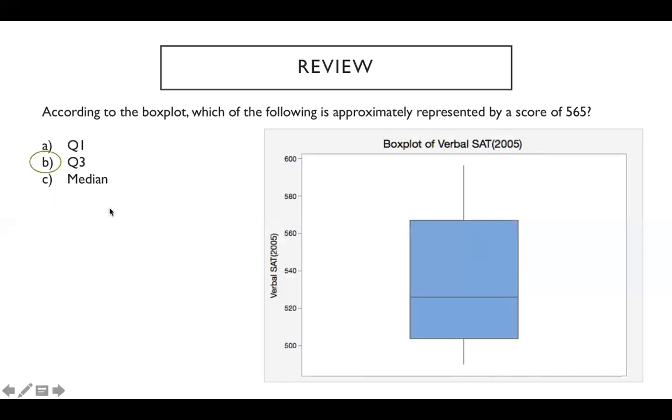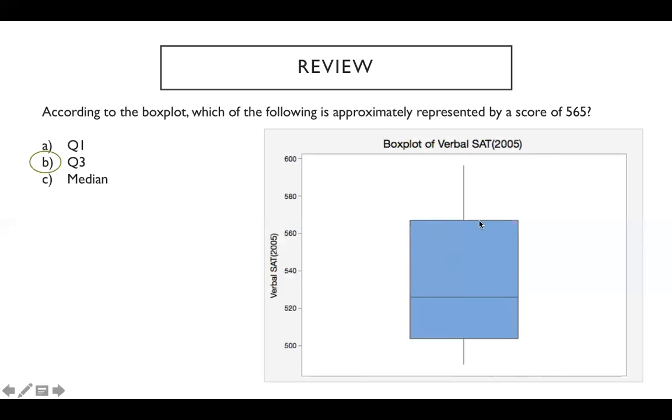All right, great. Our answer here is B. So just going through A through C, Q1 would be represented by the first line here on the box. That would be around maybe 505. Q3 here is approximately represented by a score of 565. It is the top line in the box.